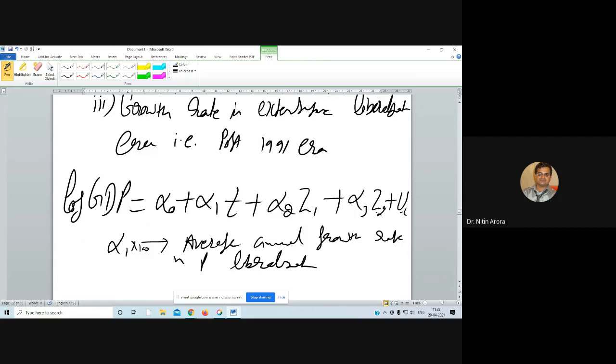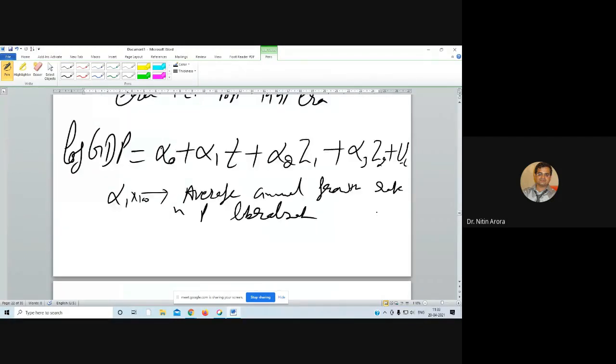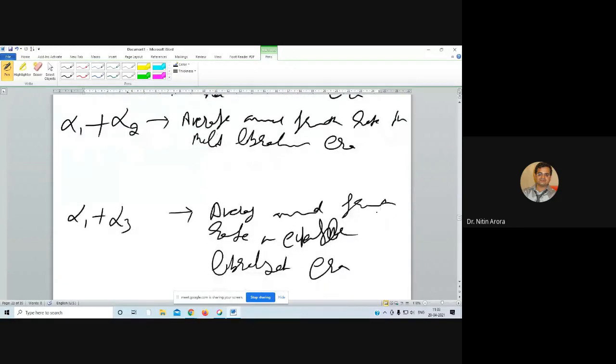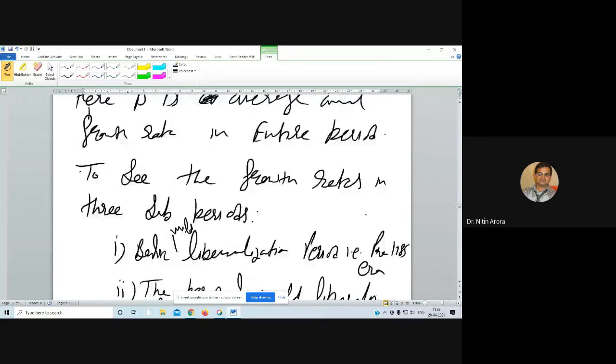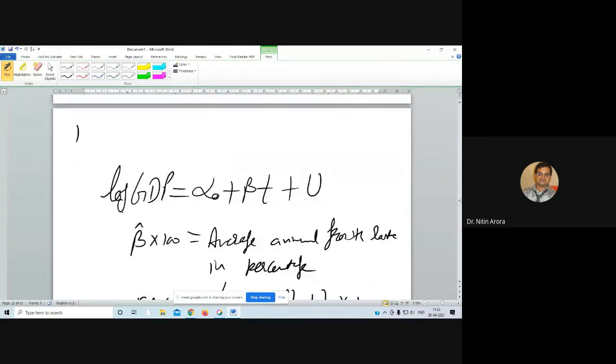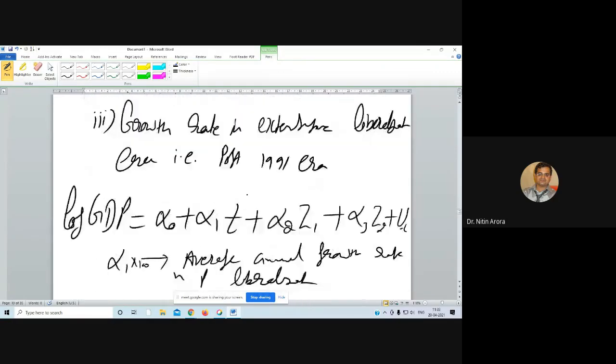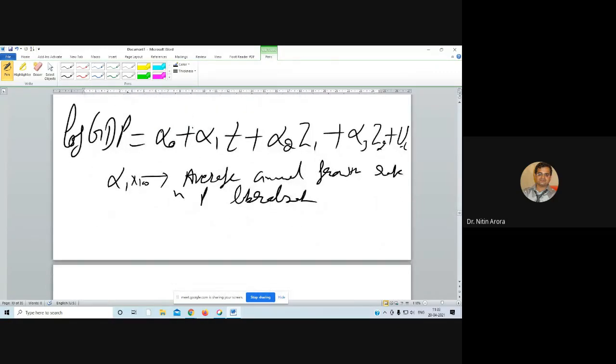You remember partial regression B12.3: the impact of x2 on x1, assuming the impact of x3 as constant. That's why we can't consider it the entire period growth rate. For the entire period, you have to estimate a simple regression: log of GDP will be regressed upon t, and this beta will give you the entire period growth rate. When you are estimating a piecewise regression line, the coefficient of t won't give you the entire period growth rate. This would give you the growth rate before the break period.